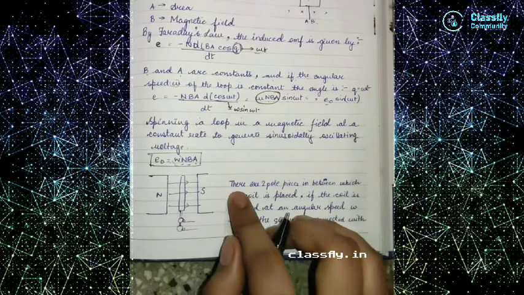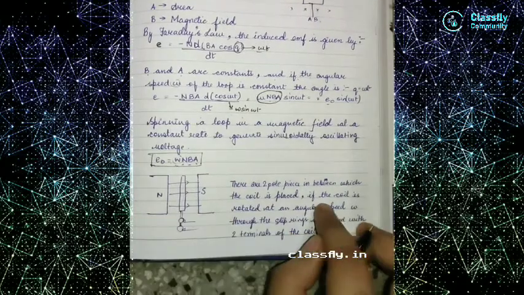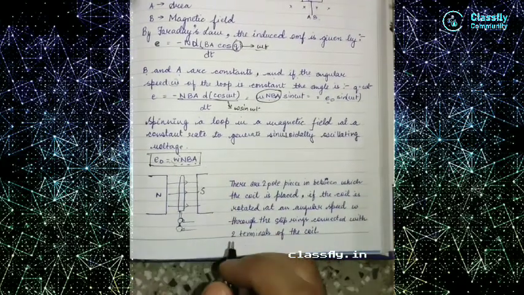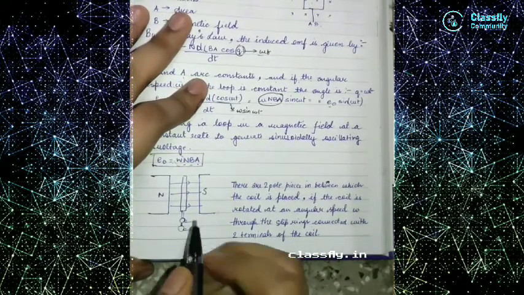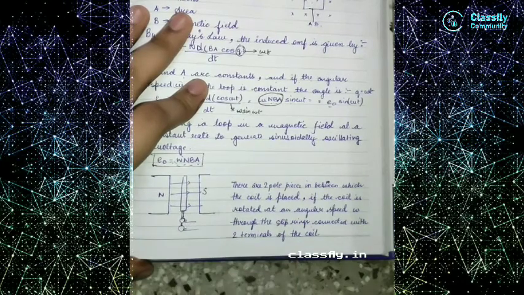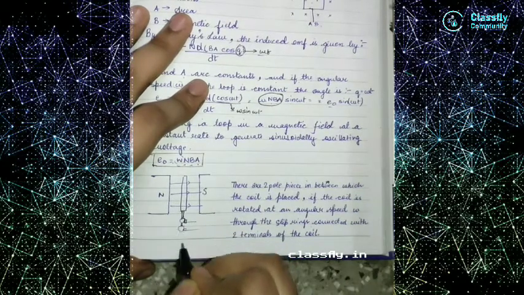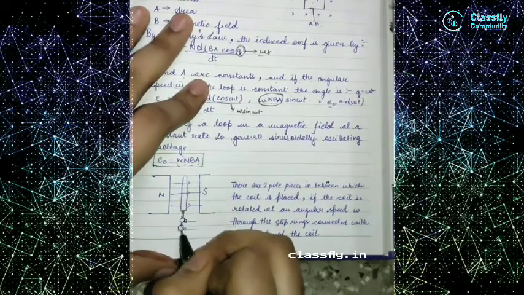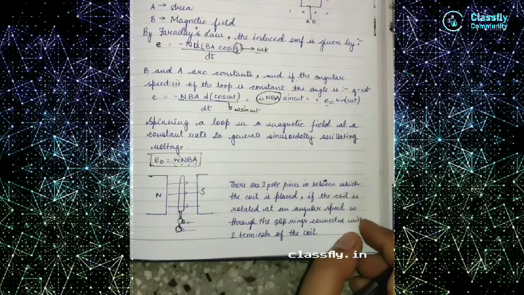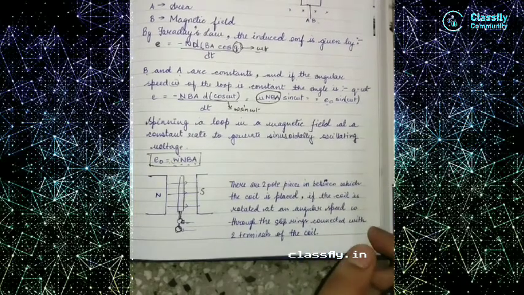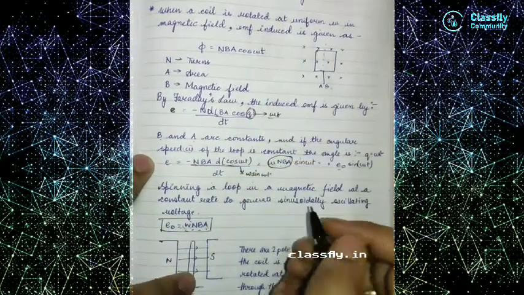Now see, I have written it in simple words. There are two pole pieces in between which a coil is placed. If the coil is rotated at an angular speed, through the slip rings connected with the two terminals of this coil, and the brushes also connected with the slip rings, we get the EMF. That will be an output for the alternating current.